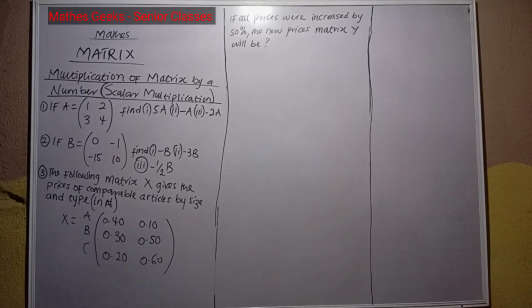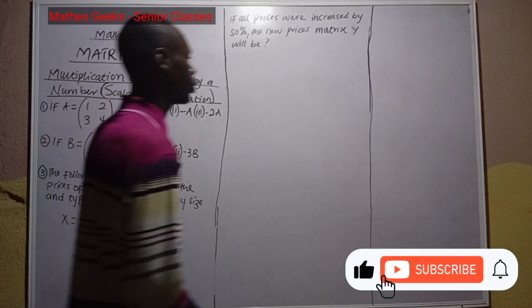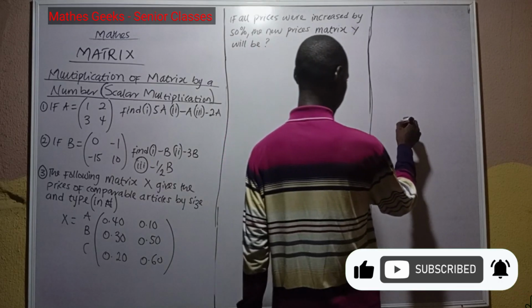We're going to carry out multiplication of a matrix by a number. So this is another one. Look at scalar multiplication. Scalar multiplication simply means multiplying a matrix by a number.